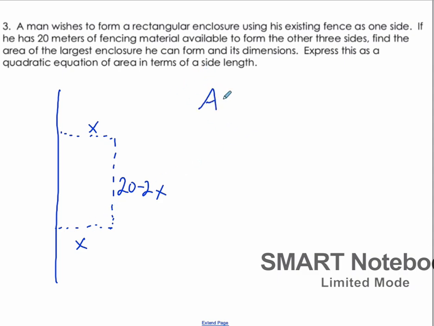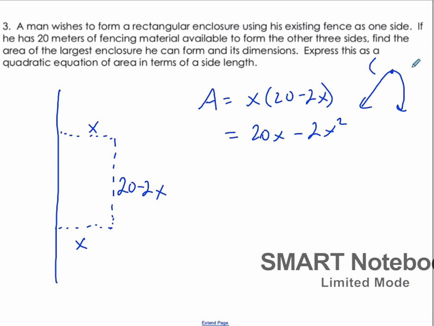So the area is x times 20 minus 2x, which is 20x minus 2x squared. Okay, so this is again a downward facing parabola, so the maximum is right there. So we need to find the x value of the maximum. It's x equals negative b over 2a, so it's negative 20 over 2 times the a value, which is negative 2. Okay, so that's 5. And to get the maximum area, we simply substitute 5 into the equation.